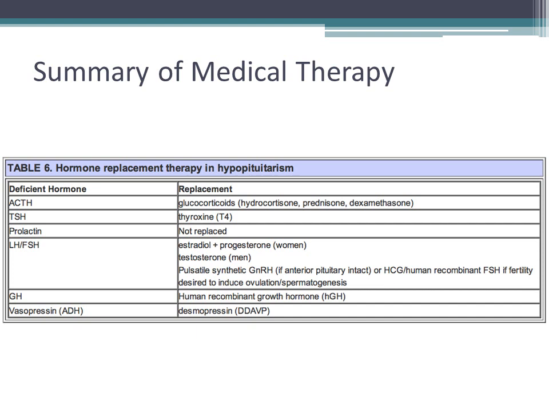However, individuals who seek fertility need to be treated with HCG and FSH, and that is the case for both men and women. Growth hormone deficiency can be treated with recombinant growth hormone injections, and finally, diabetes insipidus needs to be treated with desmopressin, as we mentioned.